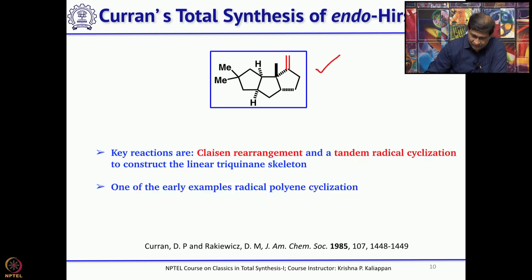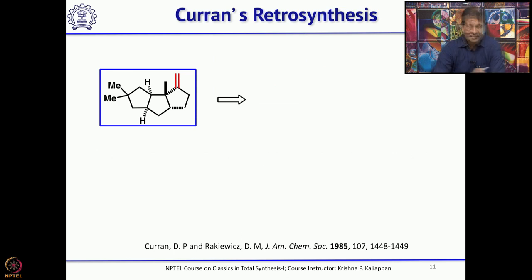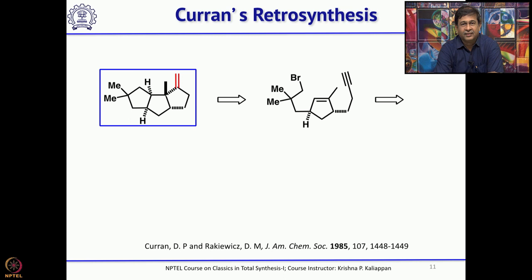In this molecule, Curran cleverly used a tandem 5-exo radical cyclisation as well as a cyclisation rearrangement to prepare the starting material for the key radical cyclisation. This was one of the earliest examples of polyene radical cyclisation. Once you see a double bond here and also three 5-membered rings, one can easily think about a 5-exo radical cyclisation reaction. So he thought hirsutene could be easily made from this precursor.